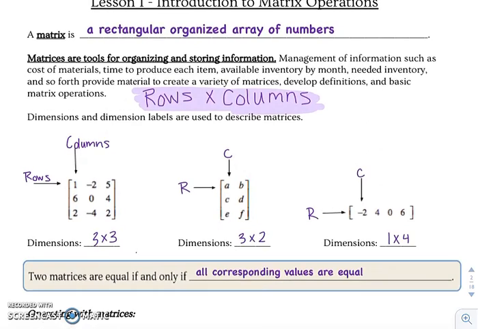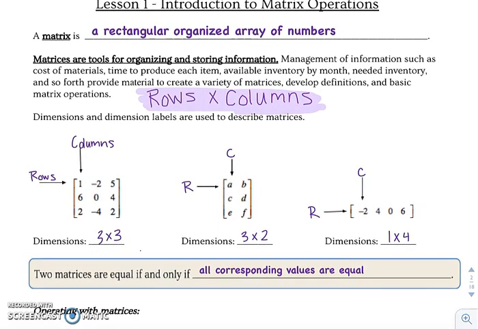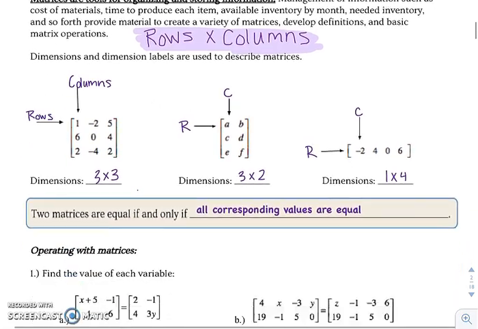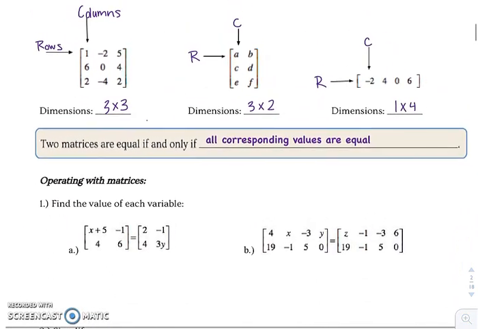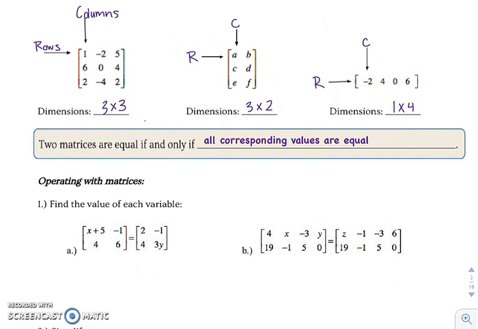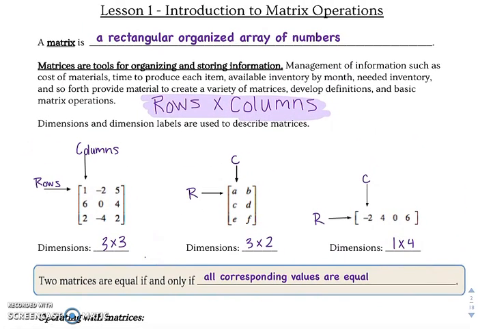So when we're operating with matrices, we can add and subtract them, we can solve for variables, we can multiply them, just like anything else. Two matrices are equal, though, if and only if their corresponding values are equal. So down below, you guys can solve for these equations, assuming that all the corresponding values are the same. So we'll look at that in the next video or screencast.